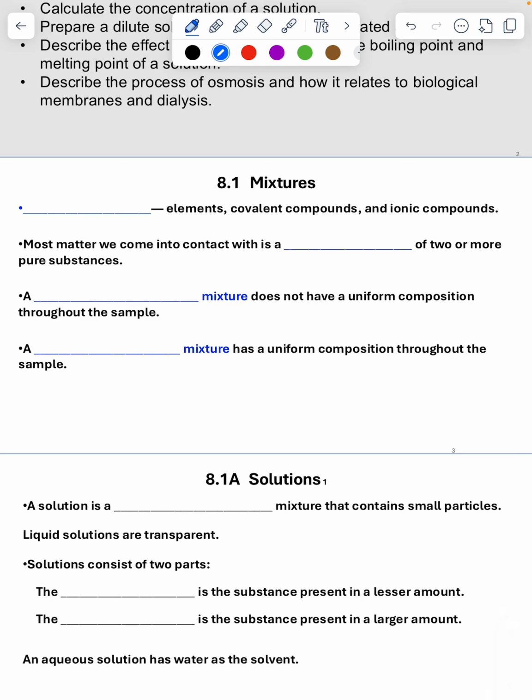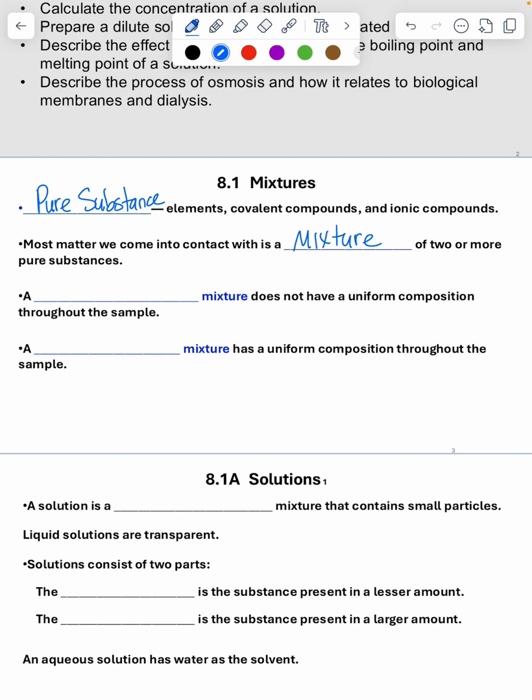8.1 mixtures. And so we know that matter itself can be divided into two main categories. The first category is a pure substance. And we've talked about these before. That includes elements, covalent compounds, and ionic compounds. But most of the substances that we talk about in nature are in fact mixtures. And mixtures contain two or more pure substances.